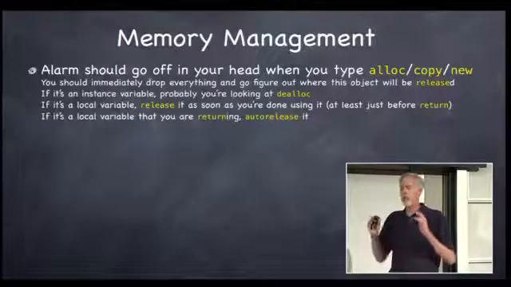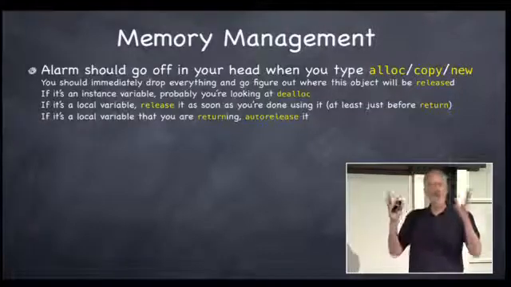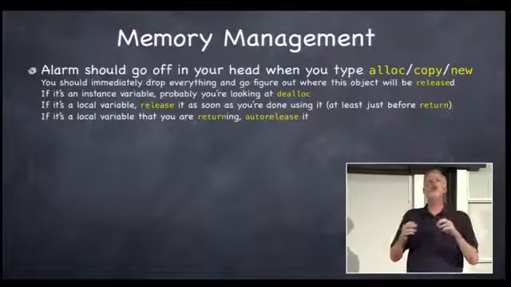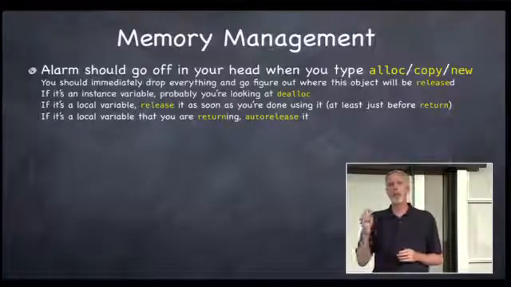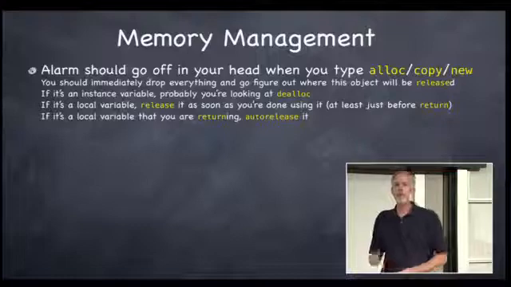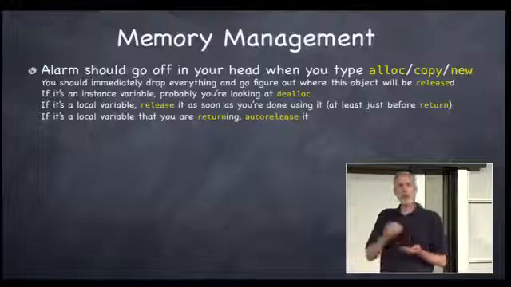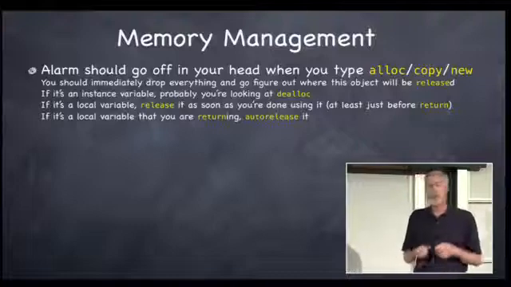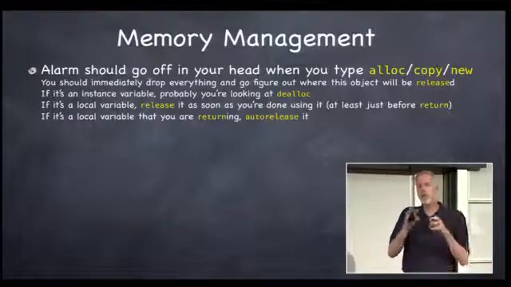The first thing is when you type alloc or copy or new or any method that starts with those, an alarm should go off in your head. So you want to train yourself: whoop, I just allocated something, I own this, where am I going to release it? And I would right then go put that release somewhere. Before you forget, before it's an hour later and someone distracts you, right then go put a release somewhere. Now, if you just alloced an instance variable, probably that release wants to go in your dealloc, right? Because that's generally where we release instance variables. If it's a local variable, probably that release wants to go later on in that method, either right before you return or somewhere.